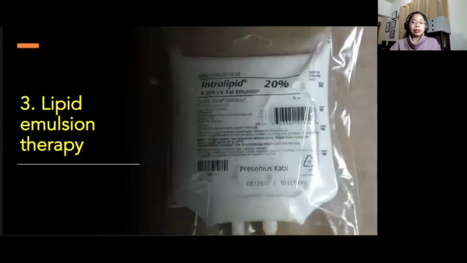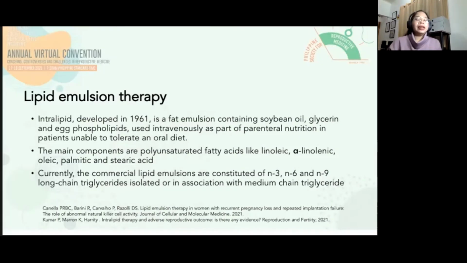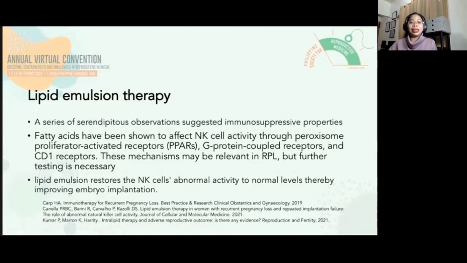Next, we talk about lipid emulsion therapy. Lipid emulsion therapy is more commonly known by its brand name Intralipid, and this is a fat emulsion containing soybean oil, glycerin, and egg phospholipids, used intravenously as part of parenteral nutrition in patients unable to tolerate an oral diet. The main components are polyunsaturated fatty acids like linoleic, alpha-linolenic, oleic, palmitic, and stearic acid. Fatty acids have been shown to affect NK cell activity through peroxisome proliferator activated receptors, G protein coupled receptors, and CD1 receptors. These mechanisms may be relevant in RPL, but of course, further testing is necessary.